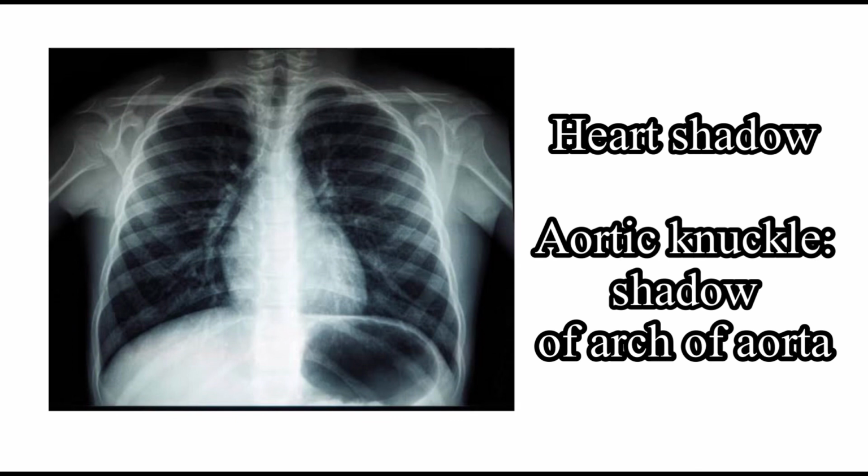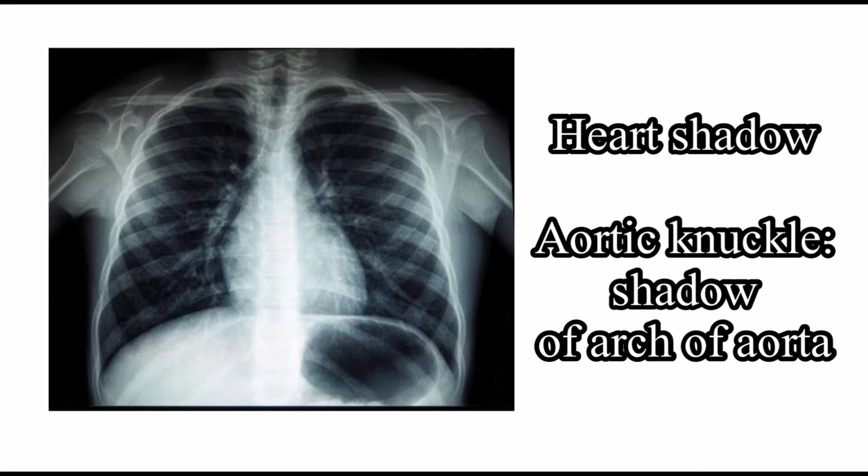The shadow of the heart is prominently seen. The right border of heart is seen and the left border of heart is also seen. On the upper side of the left border of the heart, you can see the shadow of the arch of aorta. The shadow of arch of aorta is known as aortic knuckle.